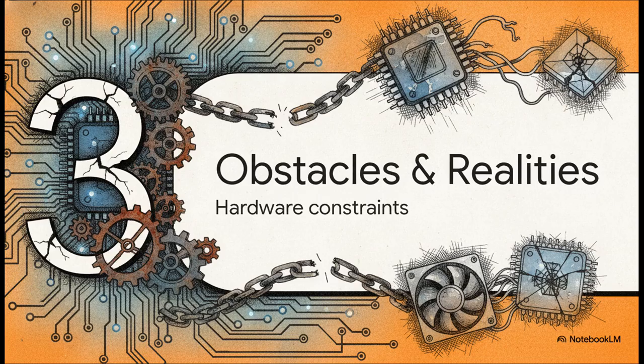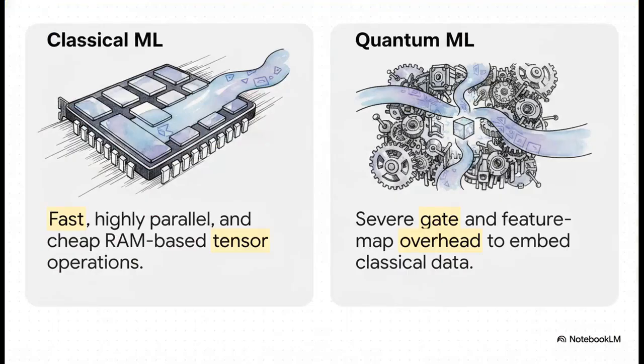All right, Section 3, obstacles and reality checks. Let's talk about the hardware constraints. Okay, here's the catch. We really need a heavy dose of reality here, and it starts with data. In classical ML, loading data is basically a solved problem. You can shove gigabytes of data through a GPU in fractions of a second. But try doing that on a quantum machine, you are going to slam into severe gate and feature map overhead just trying to embed that classical data into a quantum state. It is a huge bottleneck.